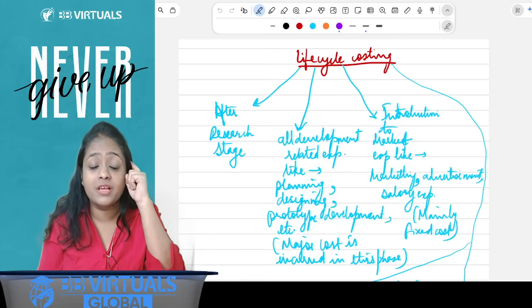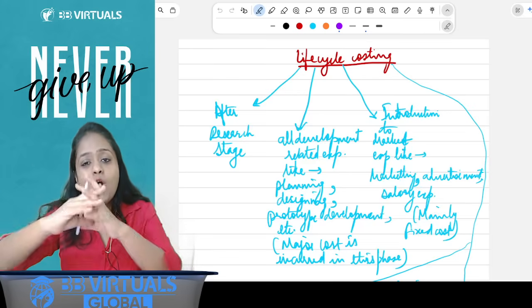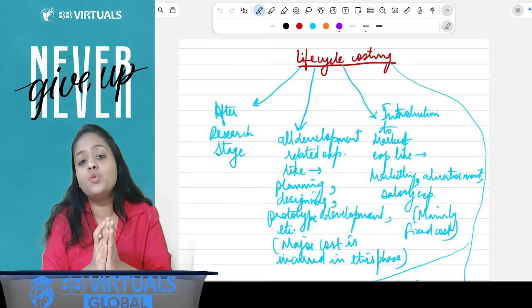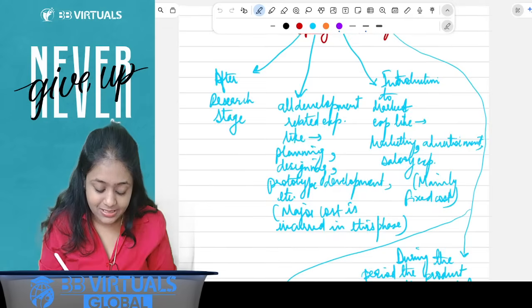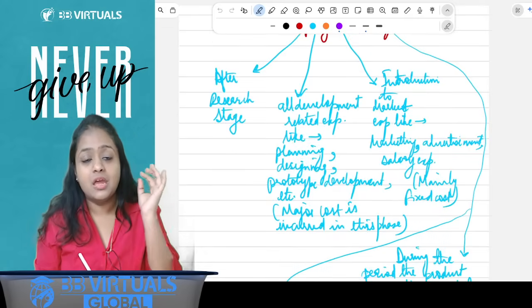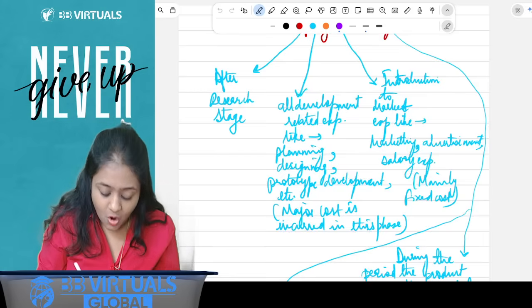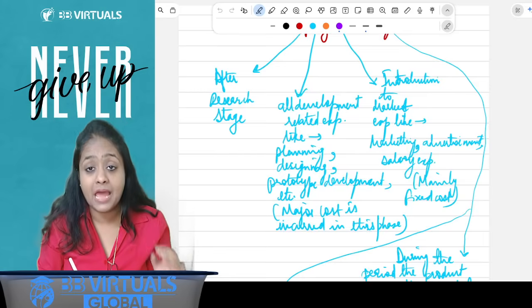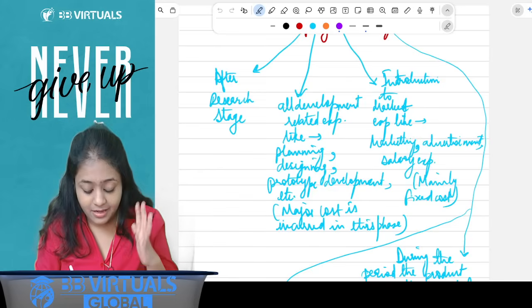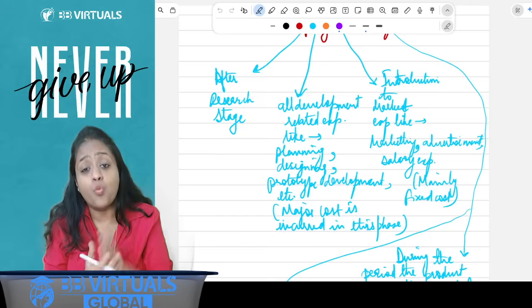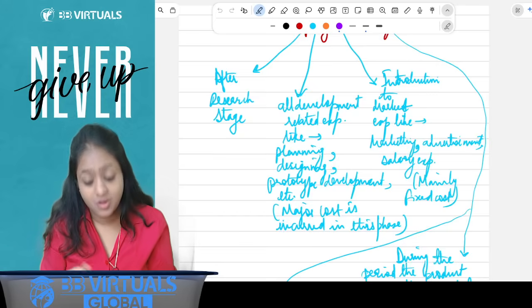So remember always, from the time that the product is born till the time that the product dies, all the costs you will accumulate and cumulatively call it life cycle cost. Which stages are covered? Let's have a quick summary. Always remember, the life cycle cost accumulation will only start after the research stage. Next, all the development related expenses like planning, designing, prototype development, etc. will be in this development phase, and this is stage 1 for the costs to be included for life cycle costing.